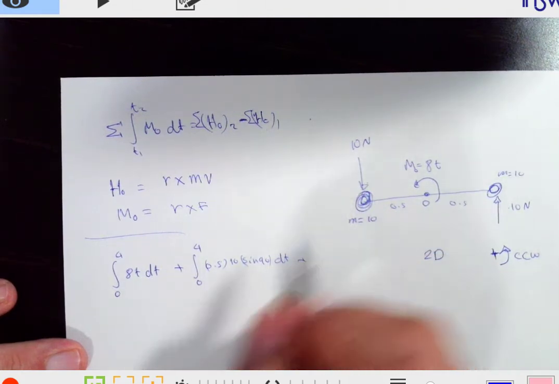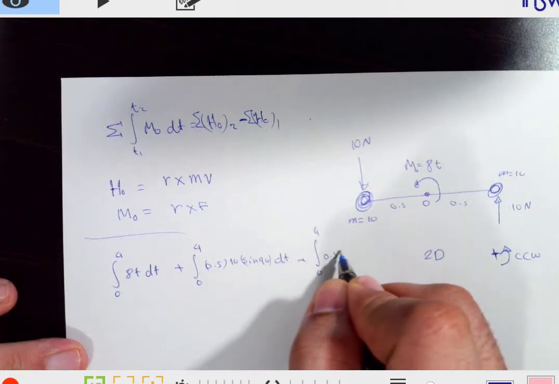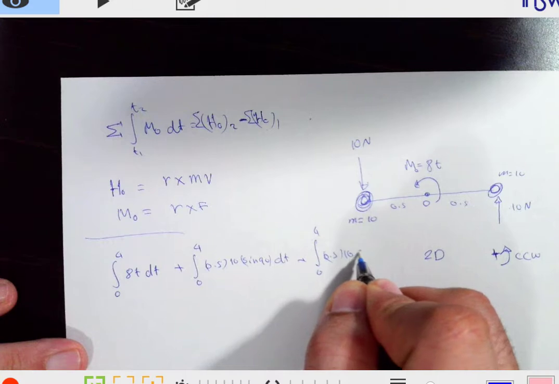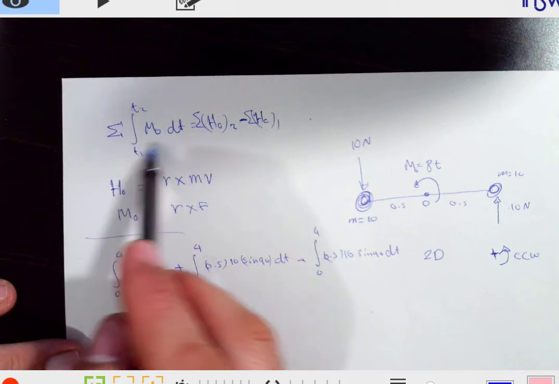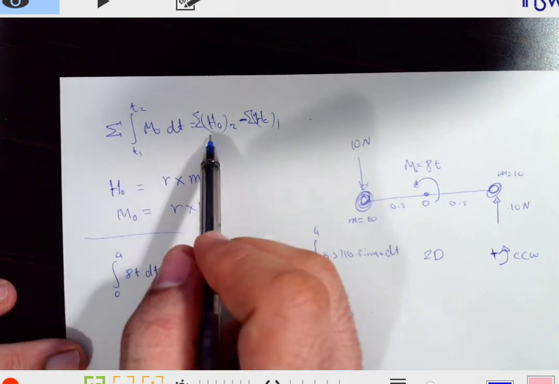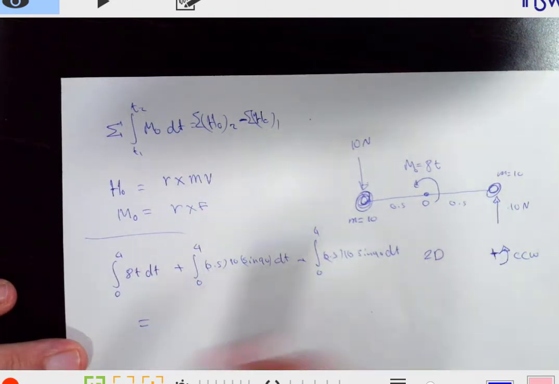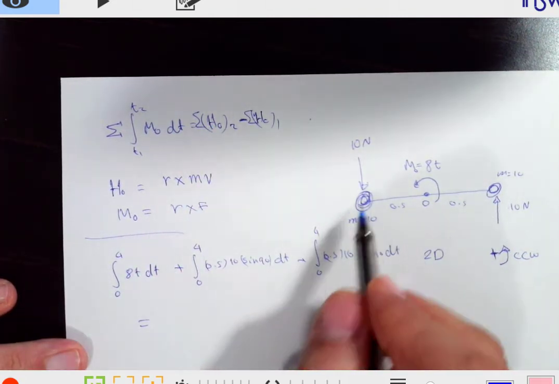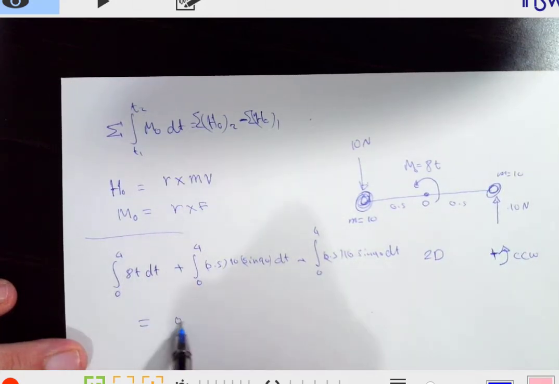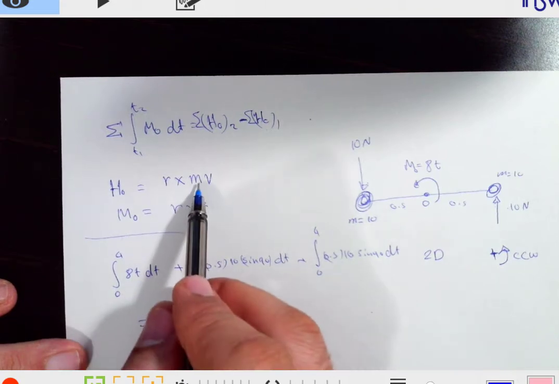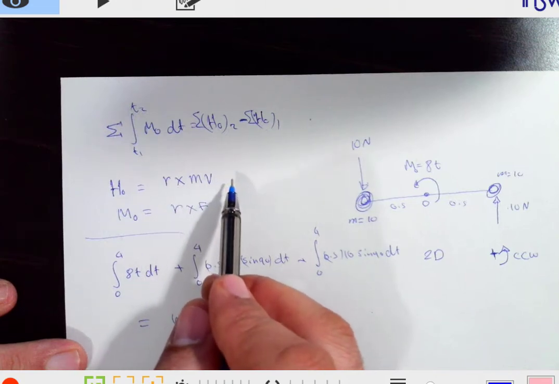Same for that one, 0 to 4, 0.5 multiplied by 10 sine 90 dt. This is the summation, which equals what's happening after. This is r cross mv for the system, right? So I have two particles, two masses. For the first one, it's r cross mv, so this is equal to r m v sine 90.